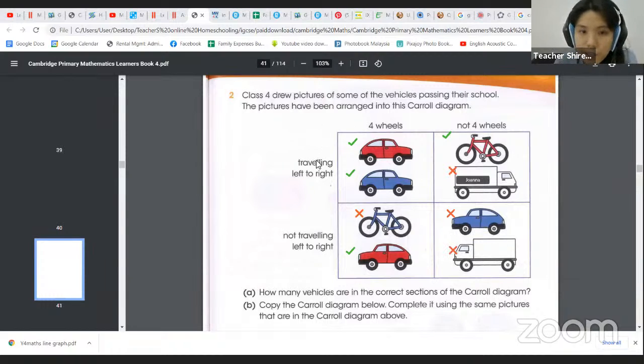That's good. Okay, next. Traveling from left to right. Left to right. Correct. Left to right.